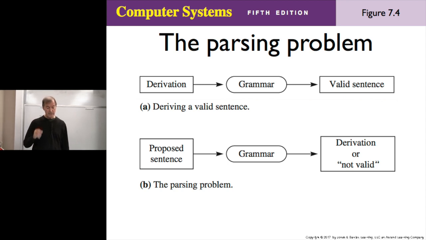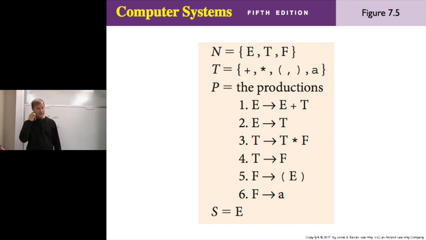So let's do a parse. Here in figure 7.5 is a grammar for expressions. The non-terminal alphabet is capital E, which stands for expression, capital T, which stands for term, and capital F, which stands for factor. These are words used in mathematical expressions. Script capital T is the terminal alphabet. The symbols in the terminal alphabet are the plus sign, the asterisk, the left paren, the right paren, and the letter A.